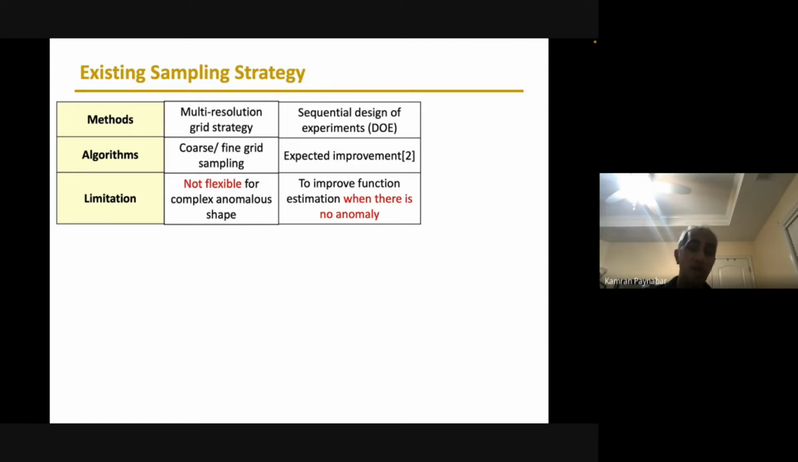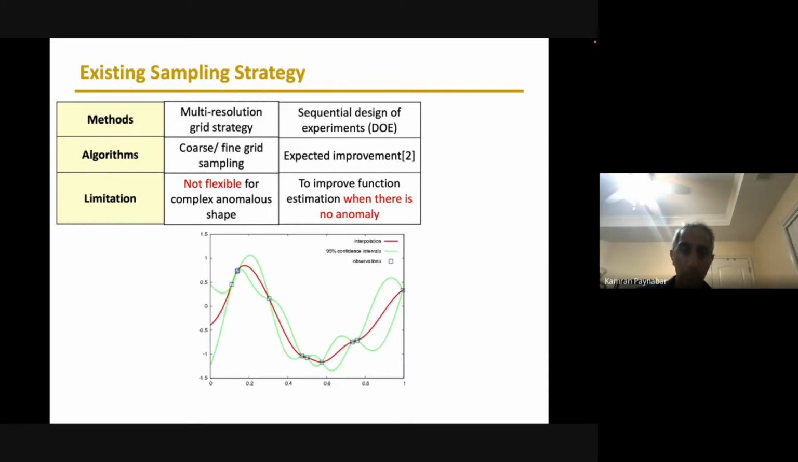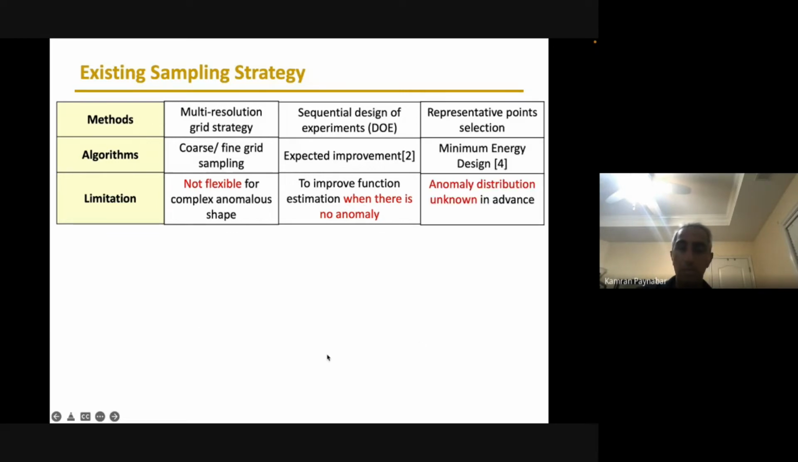If you have a function, in our example it would be the background. If you do not have any background anomalies, these methods would be able to recover the underlying functional background. But if there is an anomaly, they are not useful. So here is one example. As you can see, they can recover the function, but if you have an anomaly, they cannot.